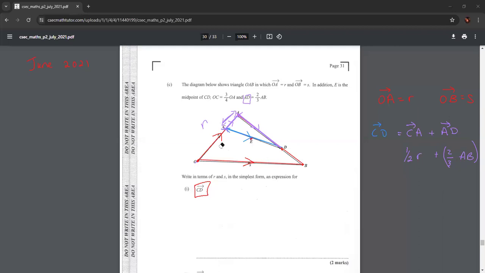Right, so I'm going to erase here so you could see it better. Because remember, they want your answer in R and S. They don't want AB in it, so I need to figure out what is AB. So let's look at the bigger triangle. I'm going to figure out what is AB. Let's ignore this part here. Right, so we're trying to work out what is AB.